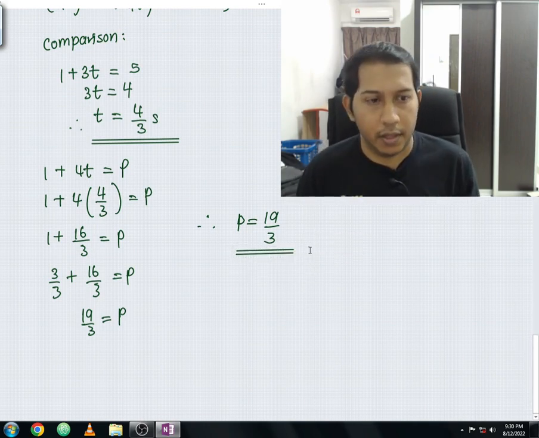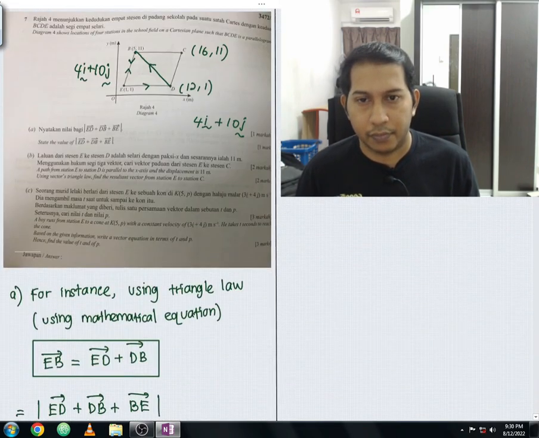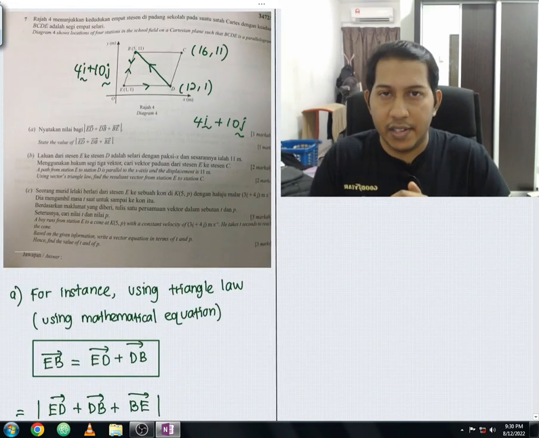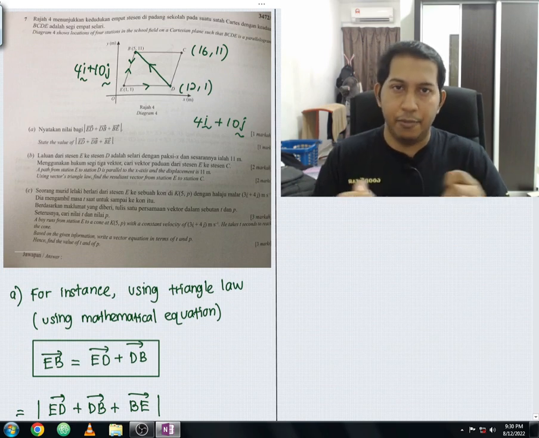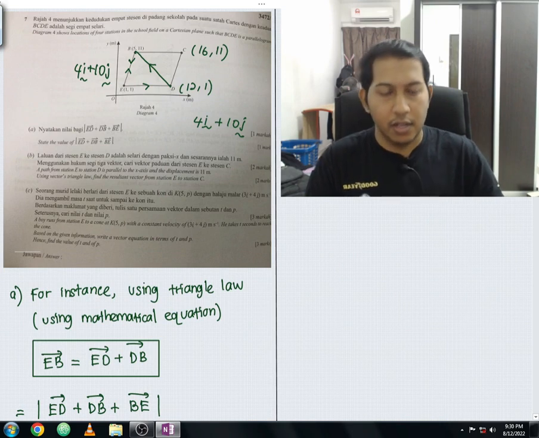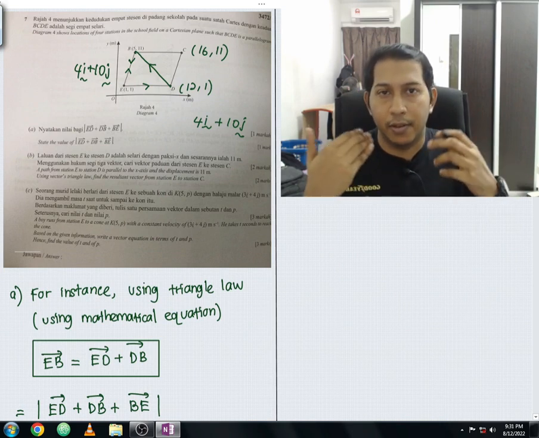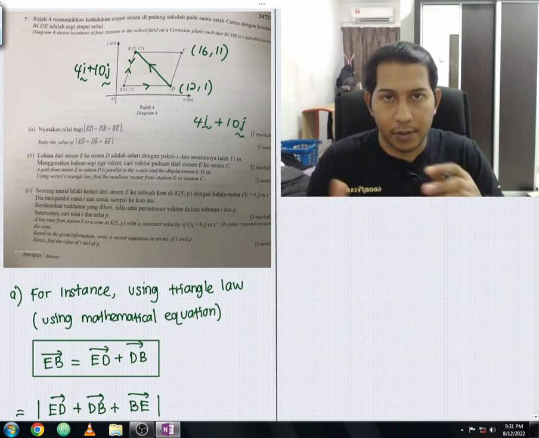Okay, let me scroll this up. So that is all for the discussion for the SPM 2021 paper 1 additional mathematics question number 7. I hope you have understood the question and my full explanation for question number 7.